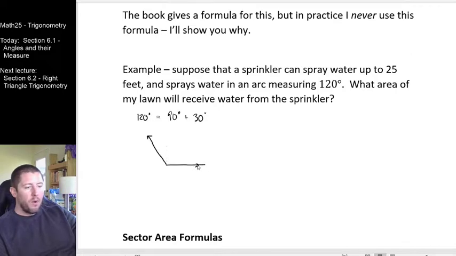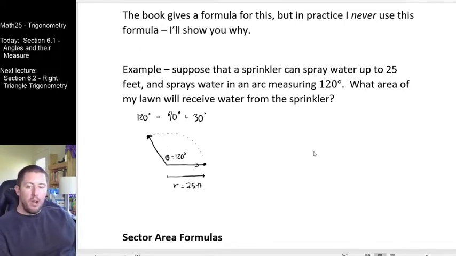The other thing that's important is that we've got some, and what I really should do is put some dots right here, right? We've got that theta equals 120 degrees. We've got that our radius here is 25 feet. And what I want to know is, if this is the chunk of my lawn that's getting water, how much area is this?